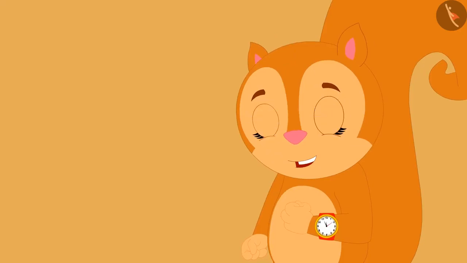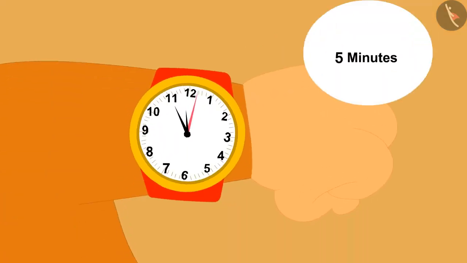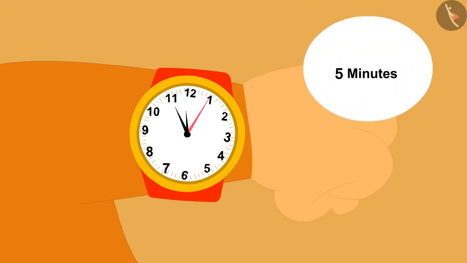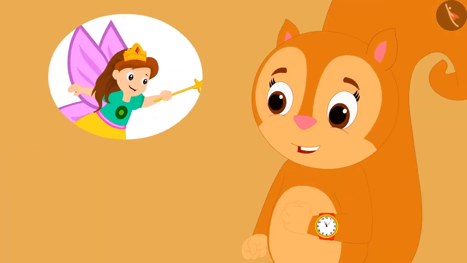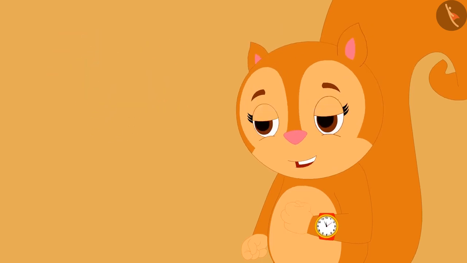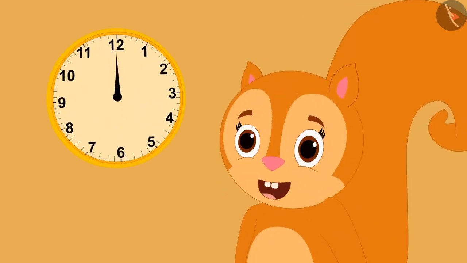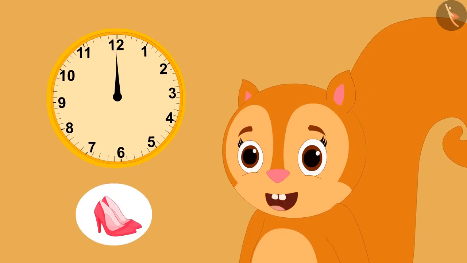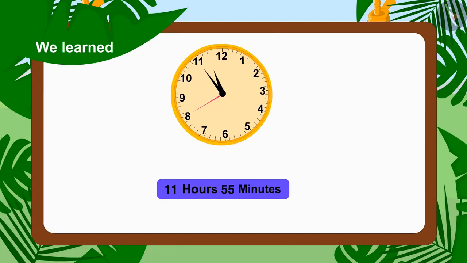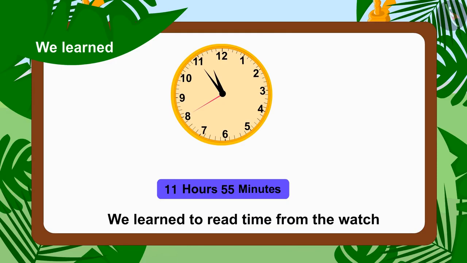Chanda became very excited to know that there was only 5 minutes left to 12 o'clock. Now, according to the angel, she will have to wait only 5 more minutes. And then, at 12 o'clock, she will wear the magical shoes and reach her most favorite thing in the world. Children, in this video, we learned to read time from the watch. In the next video, we will learn more about it by some interesting examples.